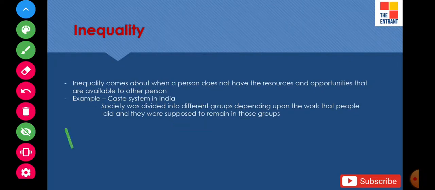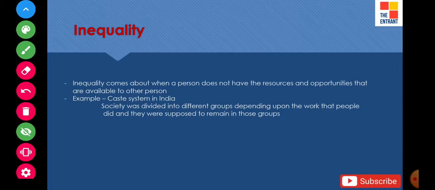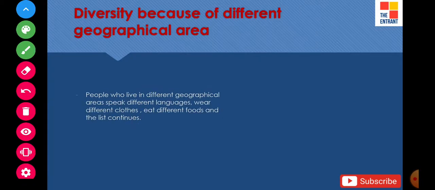For example, if a person is a priest, his son will always be a priest and nothing else. In the same way, if a person is a farmer, his son will always be a farmer and nothing else. That means that there was no choice given to the people. They only had to work according to their birth. If they took birth in a family of, say, doctors, they will be a doctor. Otherwise, they will not be a doctor.